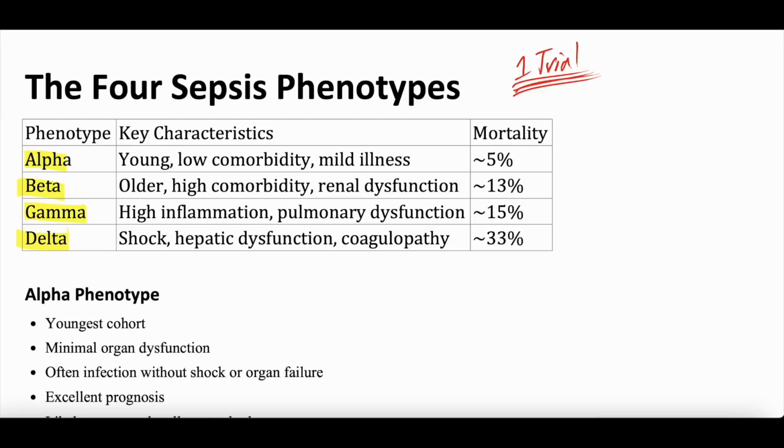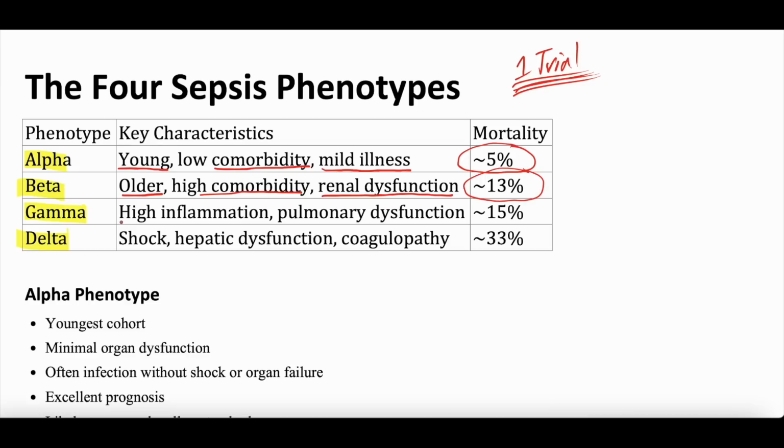So the alpha phenotype was often younger patients, less comorbid illness, so fewer patients with diabetes and hypertension and cancer and heart disease, and usually their illness was mild. And what they found is that for the alpha phenotype, mortality was 5%, so the lowest of the 4. There was then a beta phenotype. These patients were often older in age, had more comorbidities, and often had renal injury from their sepsis. Their kidneys were injured. And the mortality in this group was about 13%, so a little higher than alpha.